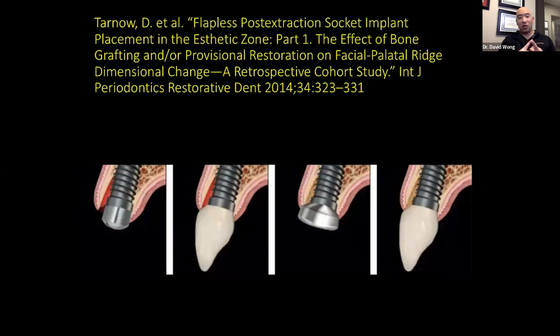Do you just put a cover screw on? Do you put a healing abutment on? Or do you put a provisional on? Those are the 3 decisions that you have to make from a restorative perspective. But then you also have to make the decision on, well, there's a gap between the bone and the implant. Do I put anything in there, or do we just leave it alone?